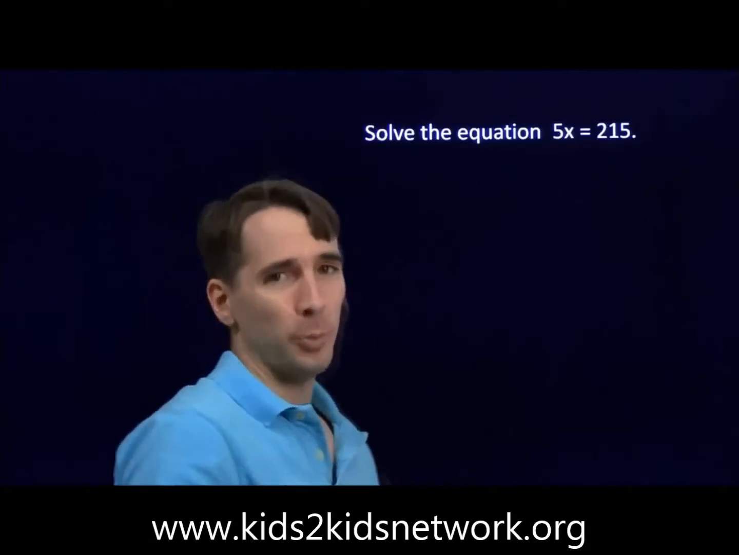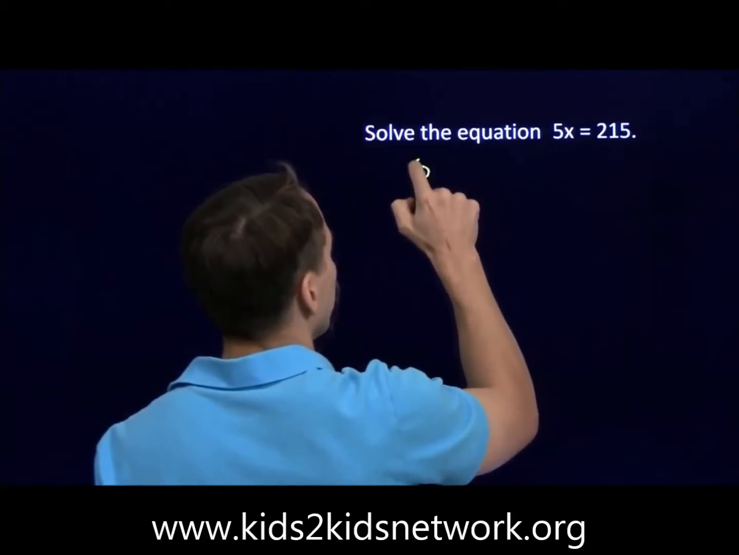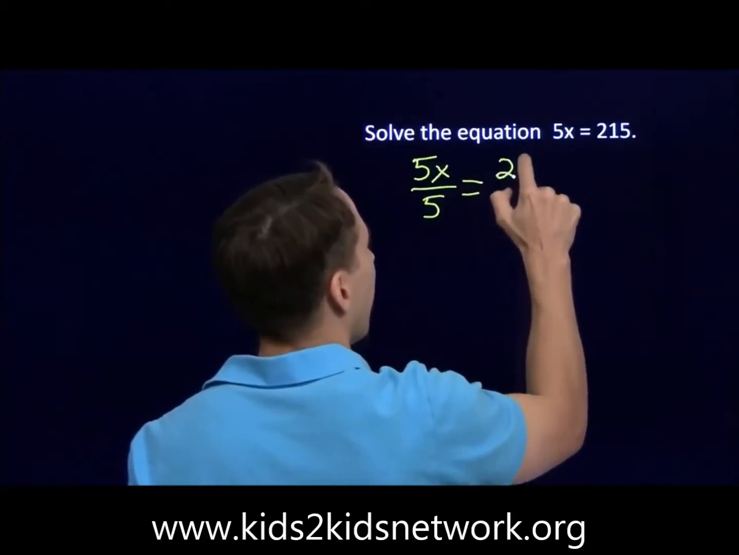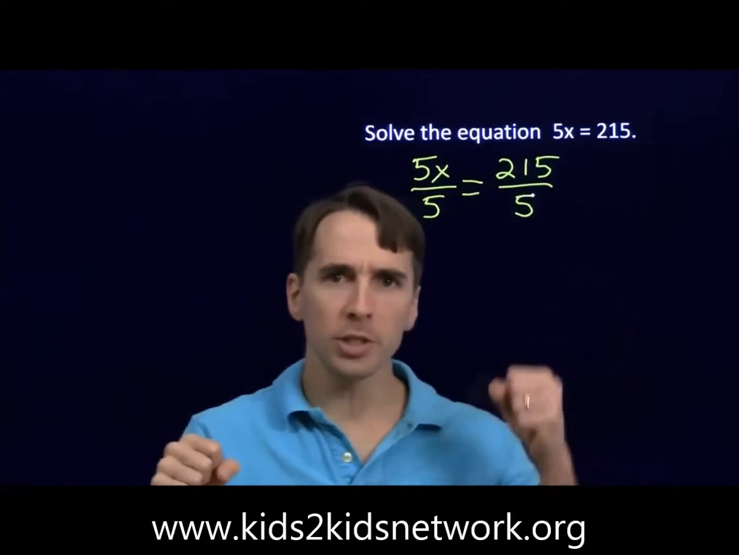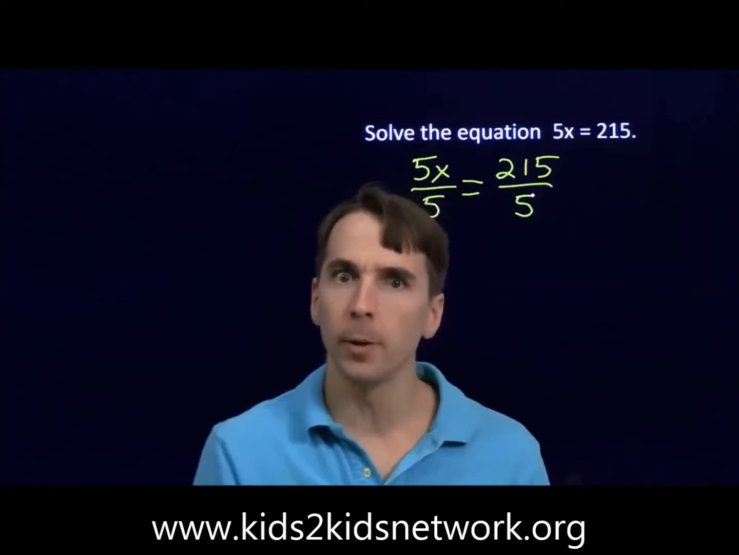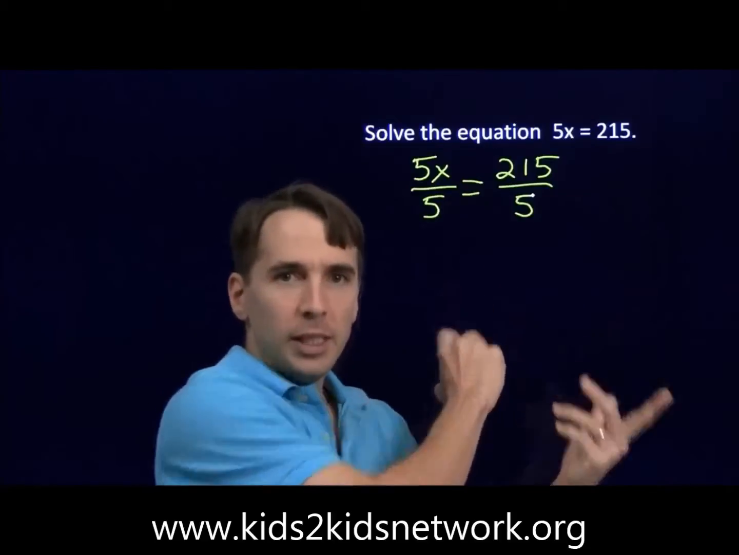The x is multiplied by 5. We undo multiplication with division. We divide both sides by 5. If you start with two equal numbers and you divide by the same thing that's not 0, no dividing by 0, if you divide by the same thing on both sides, then the quotients have to be equal.